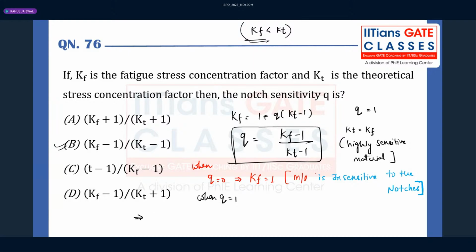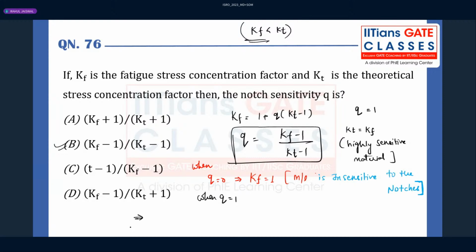So for an objective question, when Kt is given in the problem, take Q equal to 1. You design the material for the worst loading case, the maximum stress condition. But in an examination, if Kt and Kf are also not given, you take Q as 0, that is, Kf equal to 1.